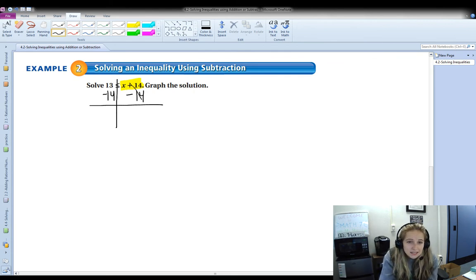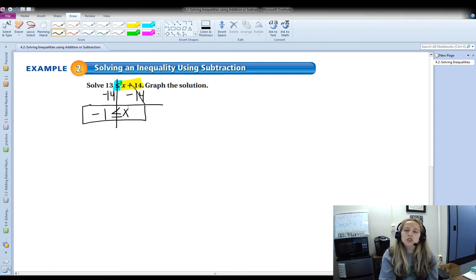So these are going to cancel. I'm going to be left with x. Don't forget to write the inequality sign, not just an equal sign. That's a common mistake people do. So I'm going to write is greater than or equal to 13 minus 14. That's going to give me a negative 1. So that is my answer. Negative 1 is less than or equal to x.